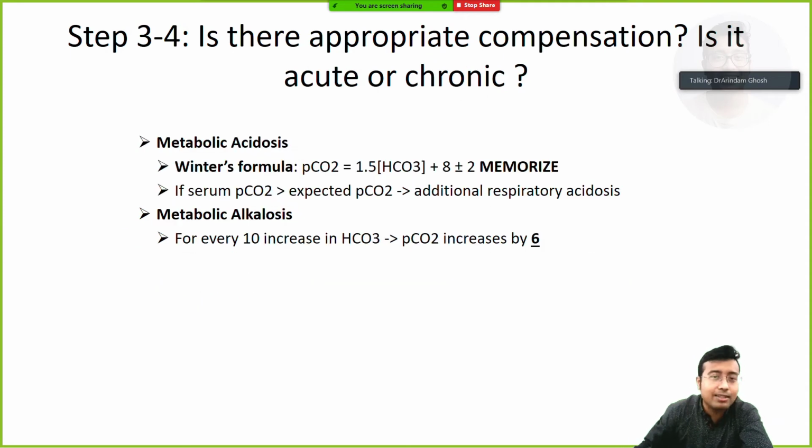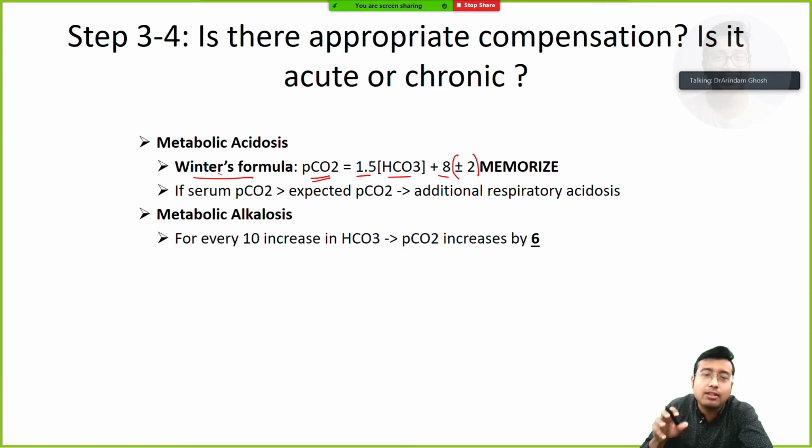What is metabolic? Again, you need to memorize. Metabolic is calculated by Winter's formula. What does Winter's formula tell us? It says the expected PCO2 should be 1.5 multiplied by bicarbonate plus 8. Plus minus 2 is a correction factor. We can allow relaxation of plus minus 2. So 1.5 multiplied by bicarbonate plus 8, plus minus 2. This thing we need to memorize. This is the expected PCO2.